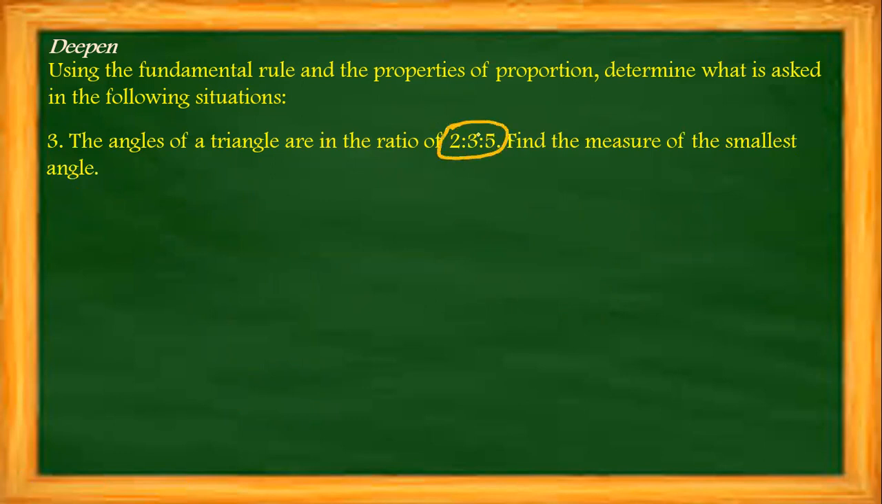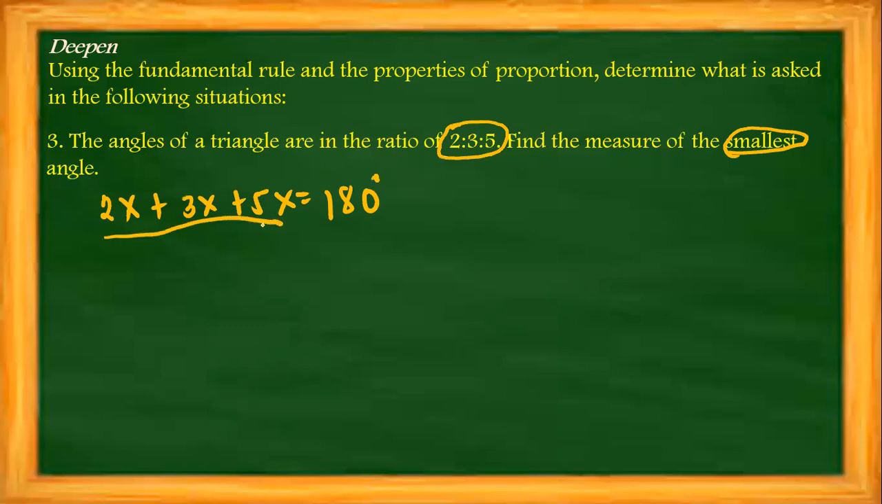So we have to use this ratio to find the measure of the smallest angle. So we are going to solve for the missing factor and we're going to add these three angles and the total must be 180 degrees. So just add the three angles. The total is 10x is equal to 180 degrees. Then divide both by 10. So the missing factor is 18.